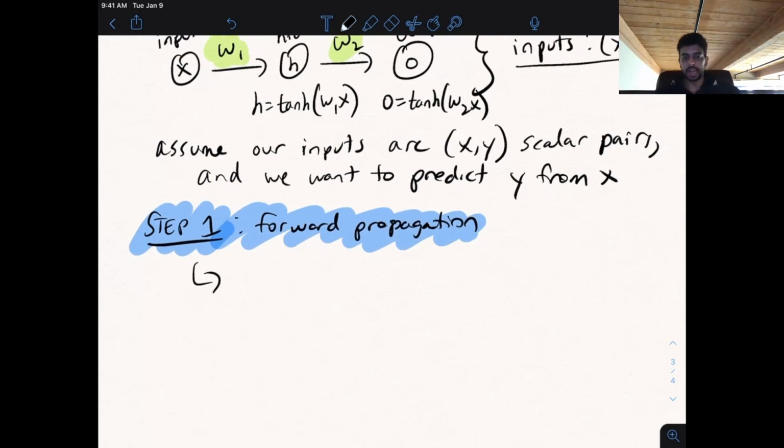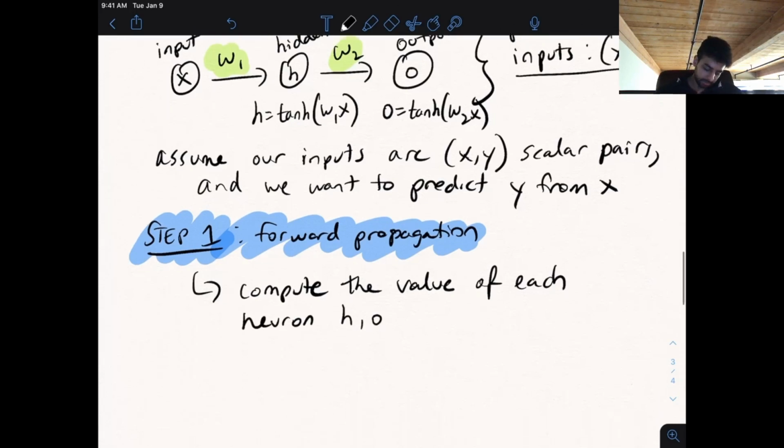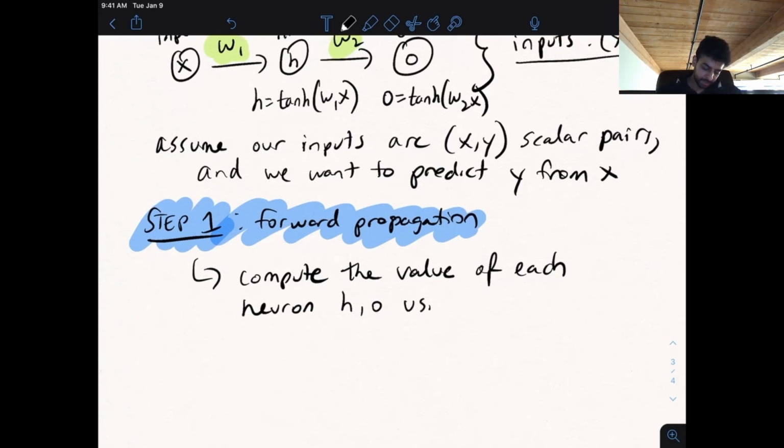So given an X in our training data set, we will first compute the value of each neuron. Here I'm using the term neuron to refer to these nodes in this graph: the input, the intermediate variables, and O, which is actually our output. So these are H and O. We compute them using the model equations.